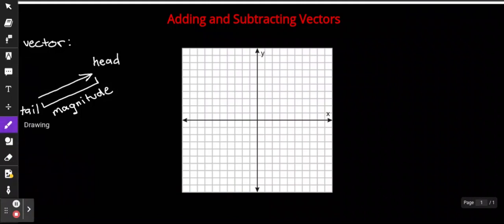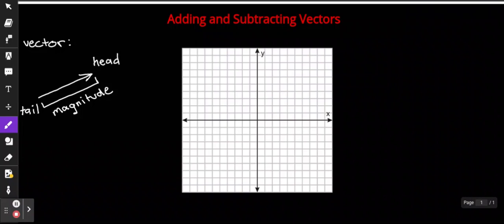Velocity shows the magnitude, which is the speed, and the direction, which can be represented with negative or positive, or north, east, south, west. And there's also other ways that your teacher might represent the direction of velocity.